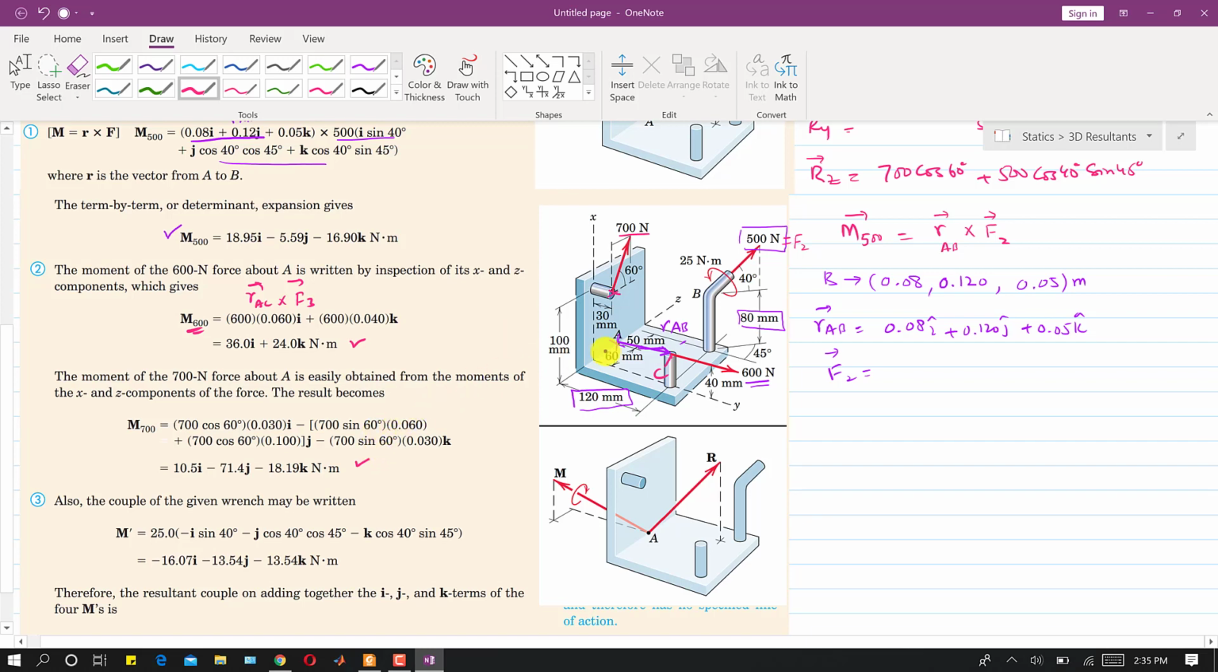And similarly here we have this wrench, this couple as well, this 25 Newton meter. The direction of this 25 Newton meter is opposite to this 500 Newton force. So if I represent the direction of this 25 Newton meter, it will be in this direction. If I place it here, this moment will have components exactly opposite to this F2, since the direction is opposite.